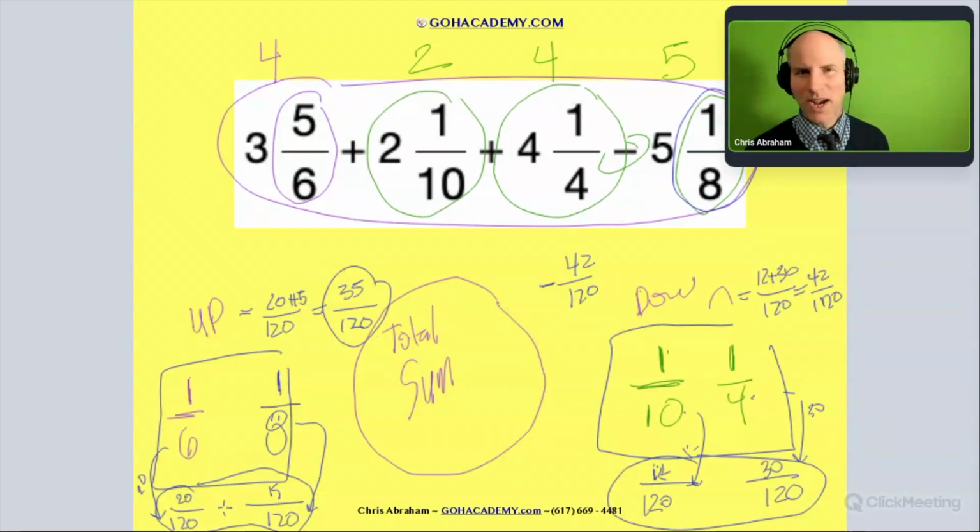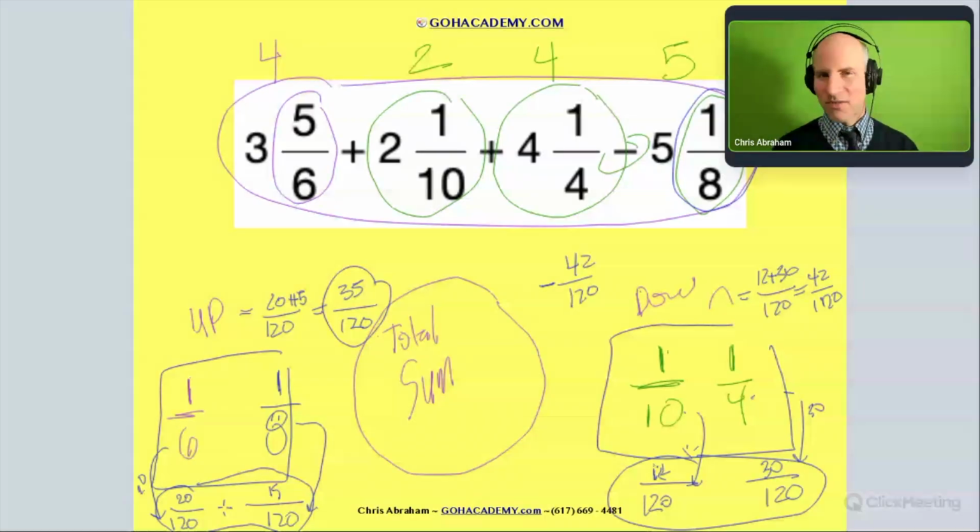That's such a weird fraction to say, right? That's why it's a mean problem. It's just an awkward one to think about. We're over 35 over 120, and we're under 42 over 120. So how do we figure this out? Well, we have to add them to find out which one.